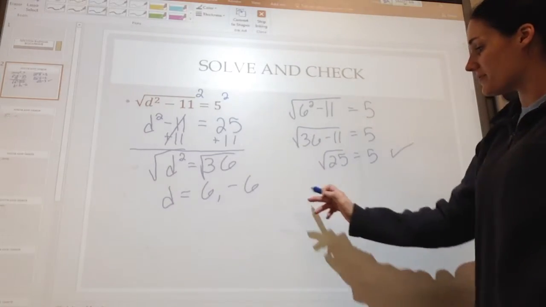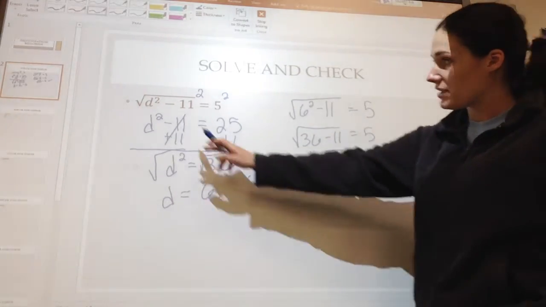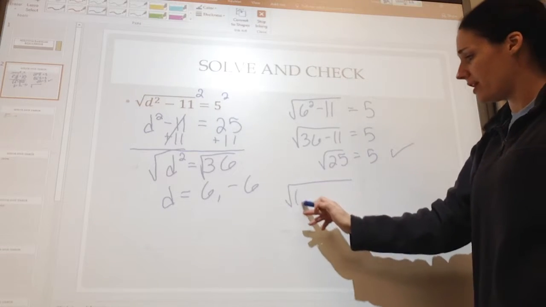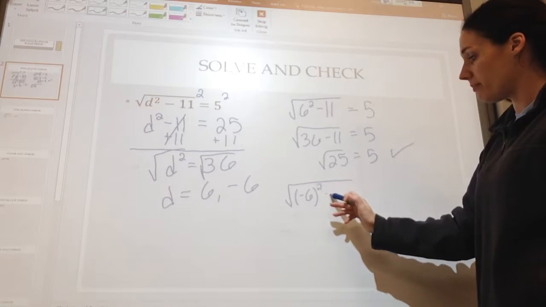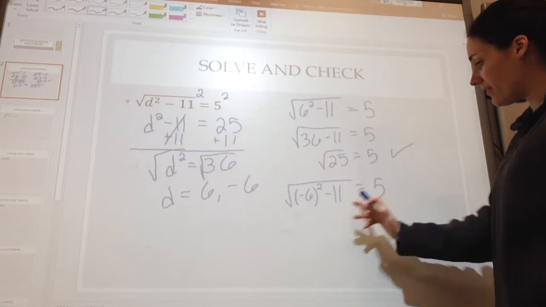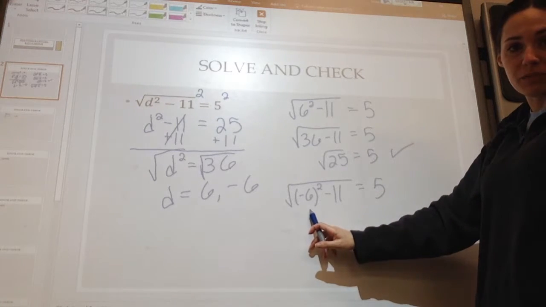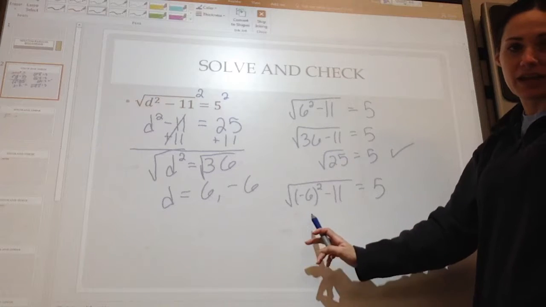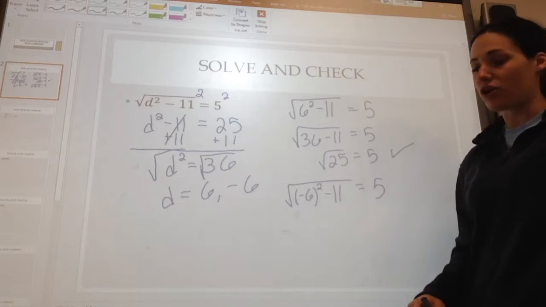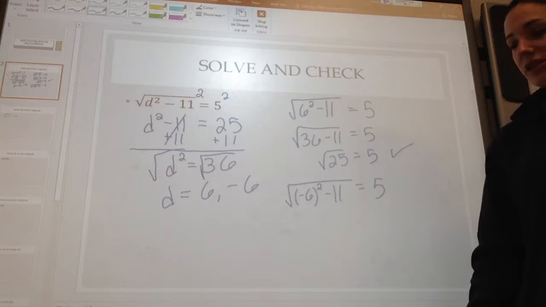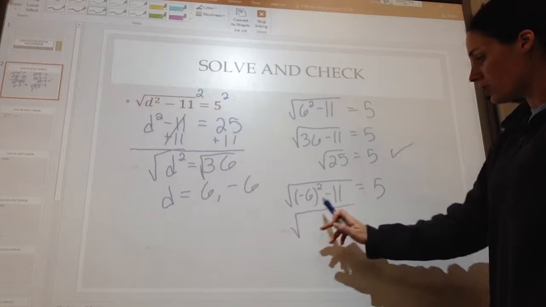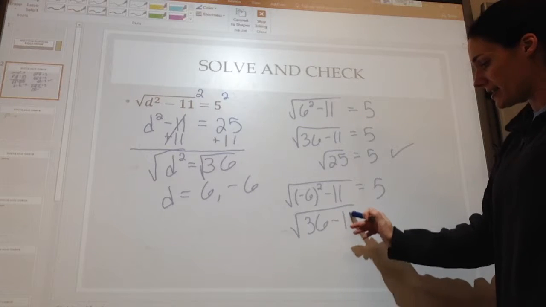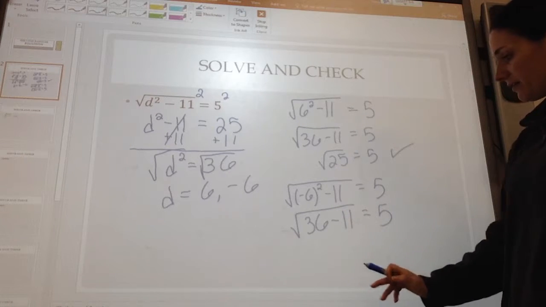Then we're going to check negative 6 as well. So I'm going to plug negative 6 into the variable up here. So I've got the square root of negative 6 squared minus 11 equals 5. And notice how I put negative 6 in parentheses. It's a negative, so I've got to put it in parentheses. That's going to be the case with all the numbers you work with today that are negatives, especially if you plan on using a calculator. So negative 6 times negative 6 is 36 minus 11 equals 5.